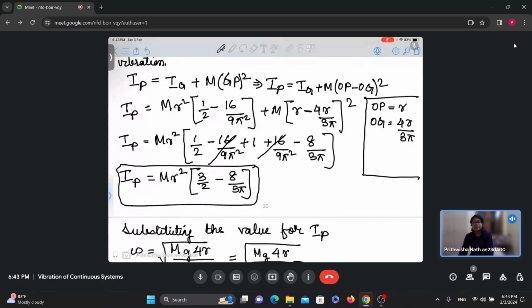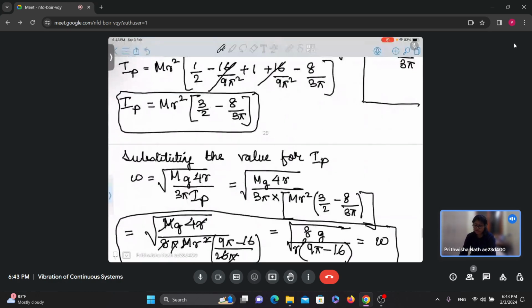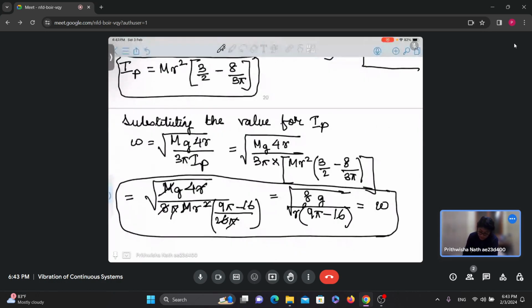Now finally what I do is I substitute Ip in this expression for omega. So after simplifying this, omega comes out to be under root of 8G divided by R into 9 pi minus 16, under root of this whole expression.